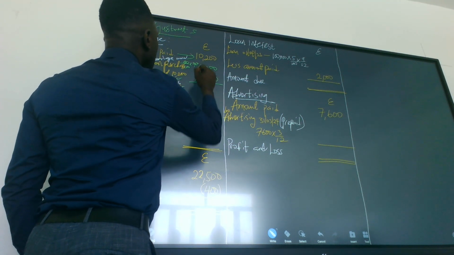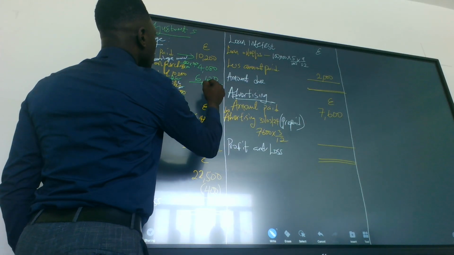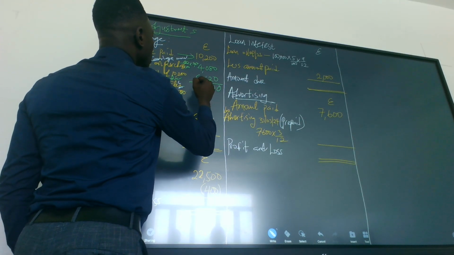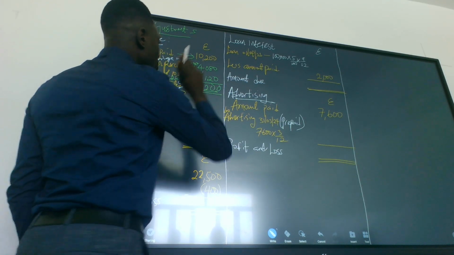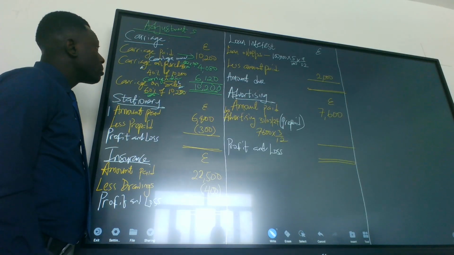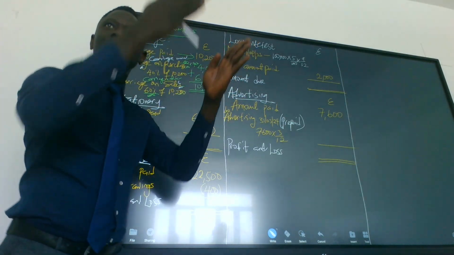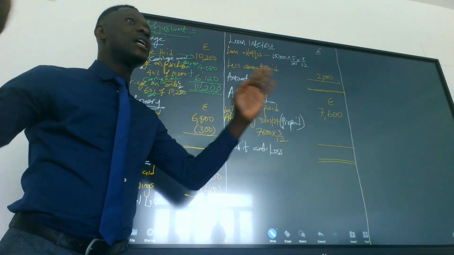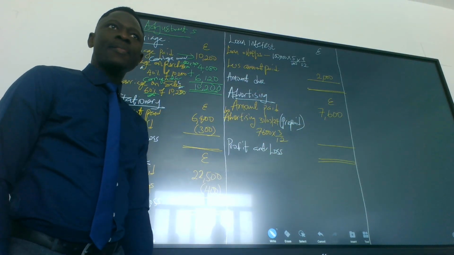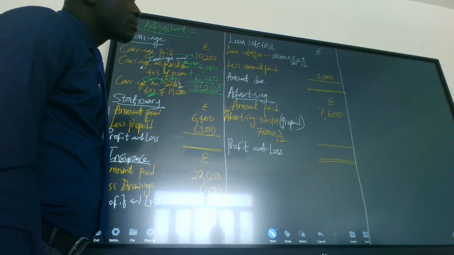6,120. This gives you what? 0, 0, 2, and 10. 10,200. Do we understand now? Do we subtract or? No, you had. So carriage has been apportioned on inward and outward. I think that is clear. Any question about that?